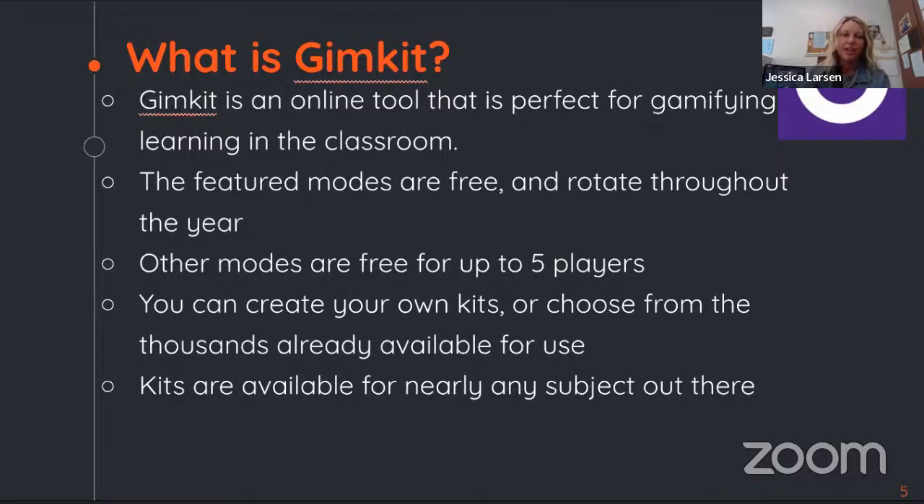First of all, you can sign up for a 30-day free trial and use it for free for 30 days. After that, you can upgrade to Gimkit Pro, which is $4.99 a month, or you can stay on the free program, which has a few featured games that all the students can have access to, or up to 5 people can play at a time if you don't upgrade and you're using one of the ones that isn't featured.